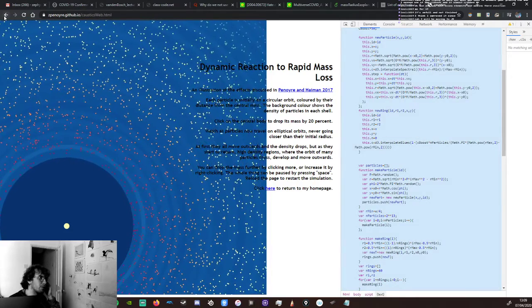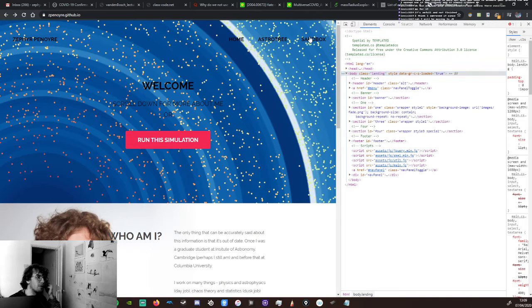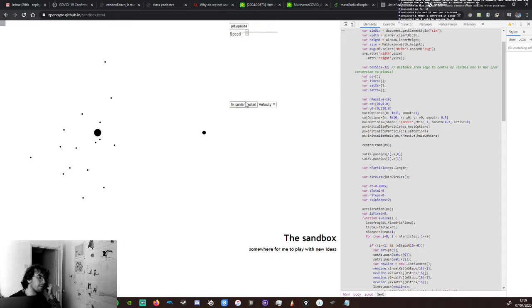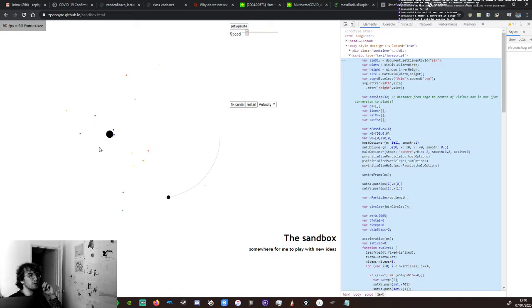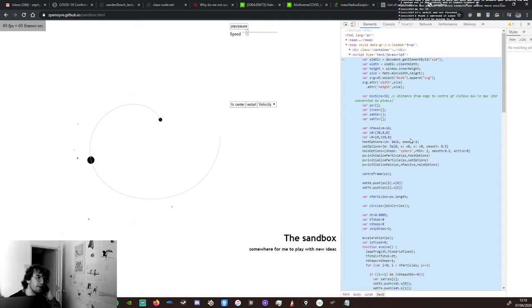I can't remember if I put sandbox is on here. So I did put this one on. It's really small numbers of particles. This is a more complex simulation. This is full 3D. It's reduced free body, so these particles with colours are not interacting with each other.